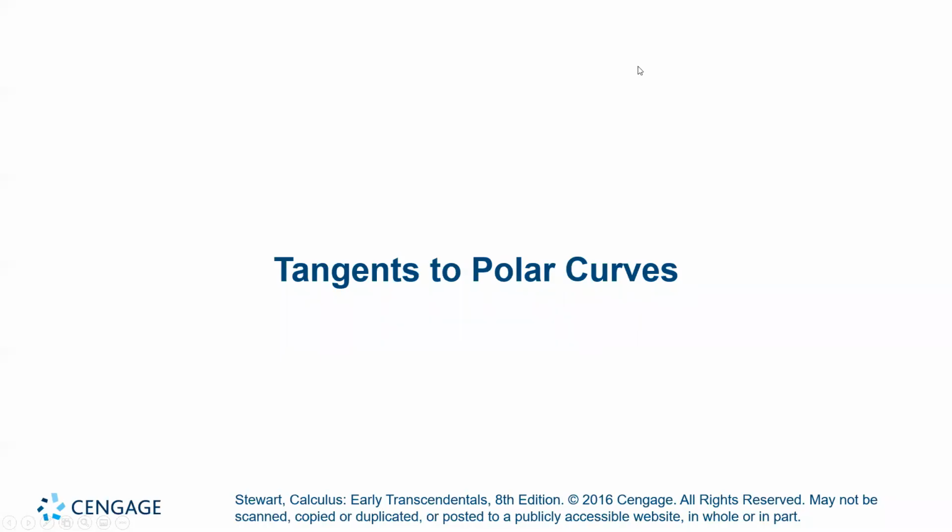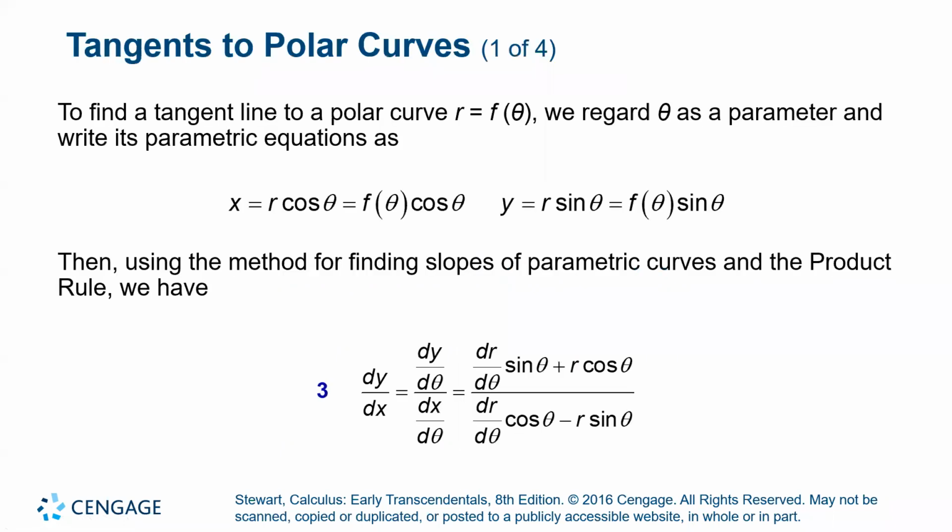This is video 3 of section 10.3 about polar coordinates. And now we're going to discuss tangents to polar curves. In other words, we're getting to the calculus portion of polar coordinates. So how do we find the derivatives and how do we use those to find tangents or tangent lines?